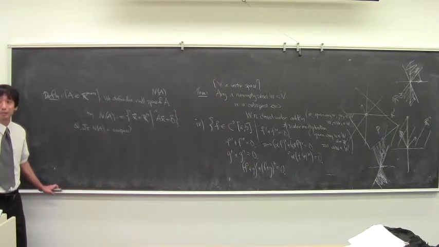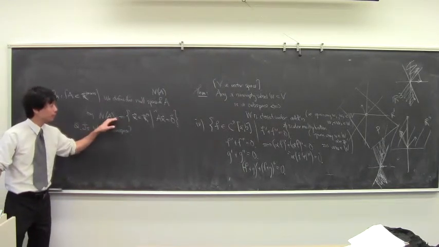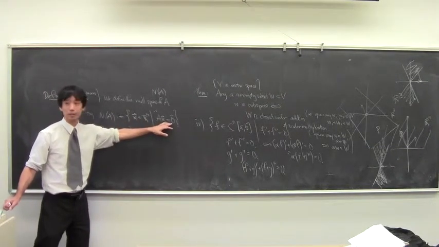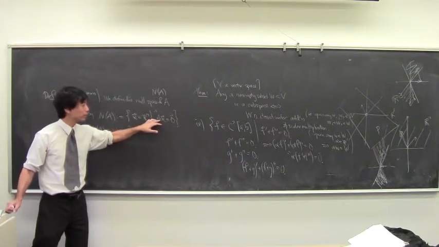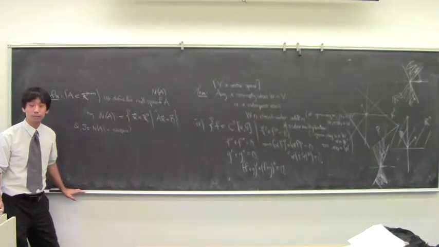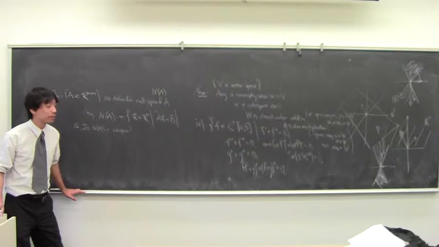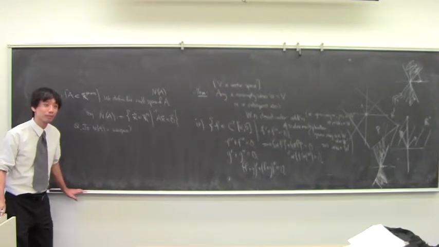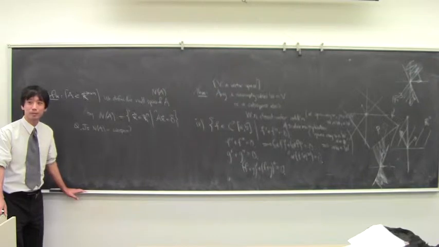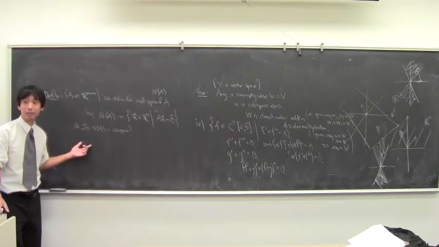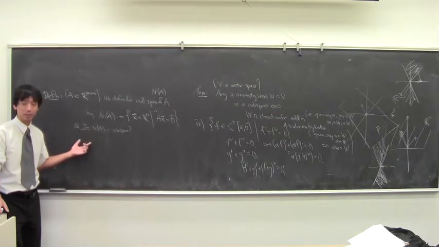Is the null space just one vector? No, it's all vectors that get killed by the matrix, right? So all x in R^n such that Ax is the 0 vector. Everything that this matrix sends to 0. For example, if A were the 0 matrix, then the null space would be everything, right? Because the 0 matrix would then send everything to 0.